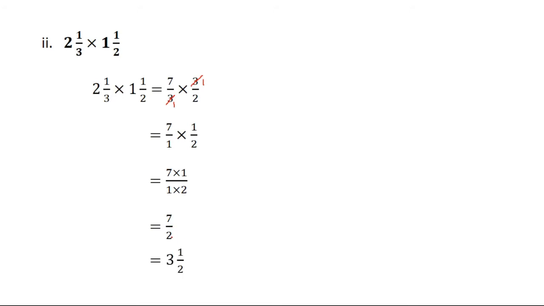Now because it is an improper fraction, we change our final answer to a mixed fraction. If you change 7 over 2 to a mixed fraction, you are going to have 3 whole number 1 over 2. If you watch the first video, you are going to understand how this conversion was done. So this becomes our final answer.